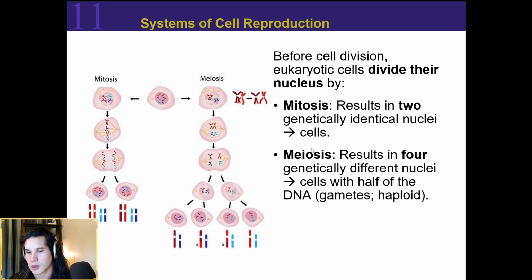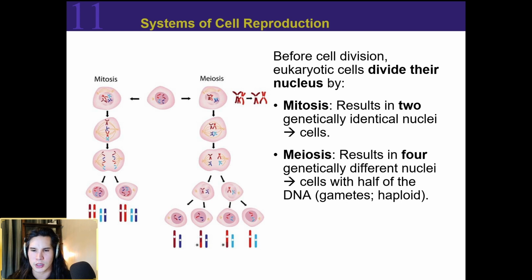Now, if you are trying to undergo some kind of sexual reproduction, you're going to use a process called meiosis. Meiosis is going to result in four genetically different nuclei, which then leads to four genetically different cells with only half of the genetic material, with half of the DNA. We would call those types of cells gametes, and because they only have half the DNA, they're considered to be haploid, or 1N.